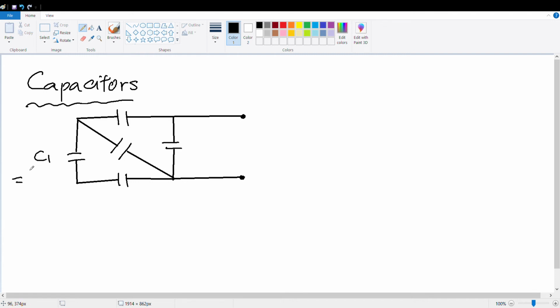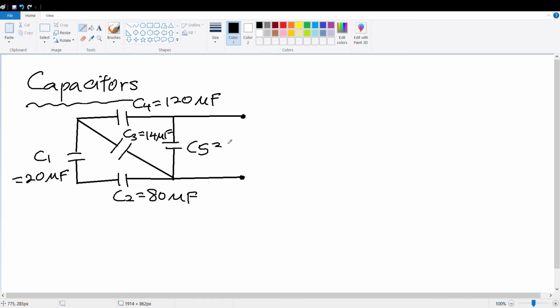So my C1 is actually 20 millifarad, sorry. So my C2 should be 80 millifarad. As for my C3, my C3 is the middle one. So this is 14 millifarad. So my C4 is equal to 120 millifarad. So my C5 is actually equal to 48 millifarad.